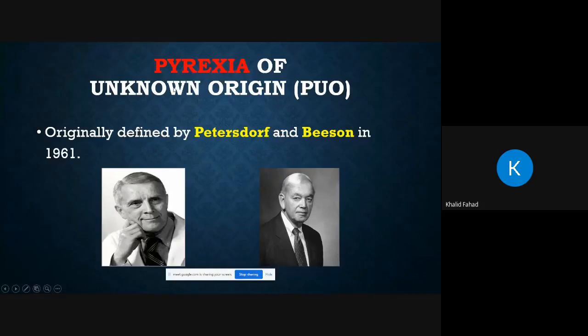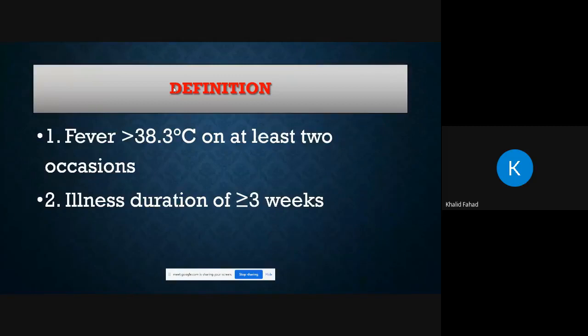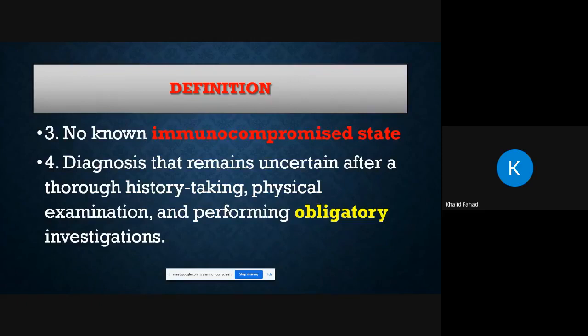How can we define fever of unknown origin? It is a fever of more than 38.3 on at least two occasions. Number two, the illness duration should be more than 3 weeks. Third, no known immune compromised state.